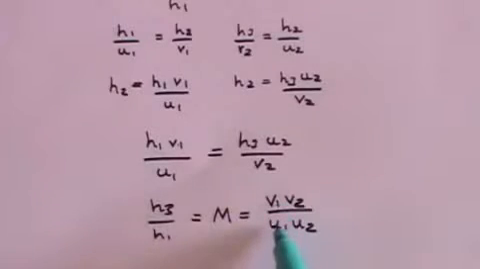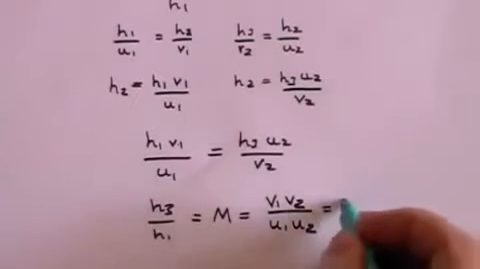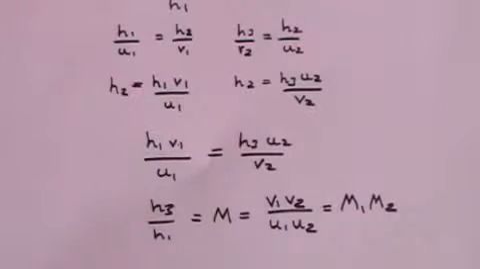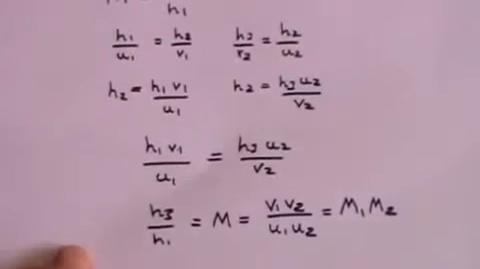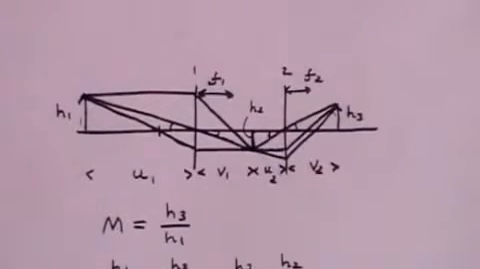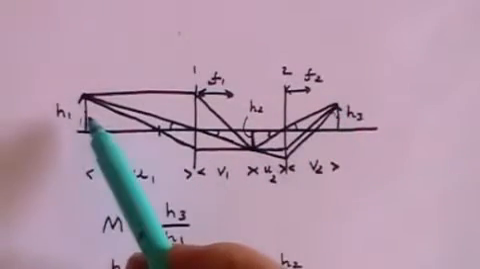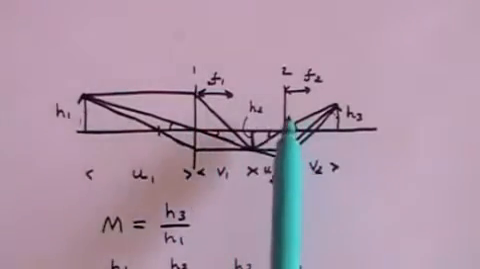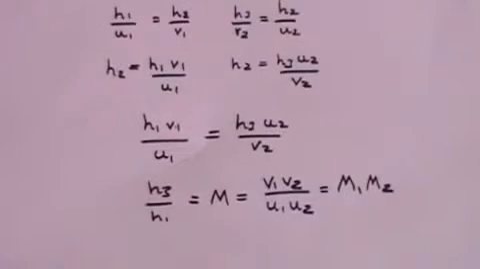But v1 over u1 is the magnification of the first lens, and v2 over u2 is the magnification of the second lens. So this is simply equal to the magnification of the first lens multiplied by the magnification of the second lens. So the overall magnification of this arrangement with two lenses, h3 divided by h1, is equal to the magnification of the first lens multiplied by the magnification of the second lens, as shown in this formula here.